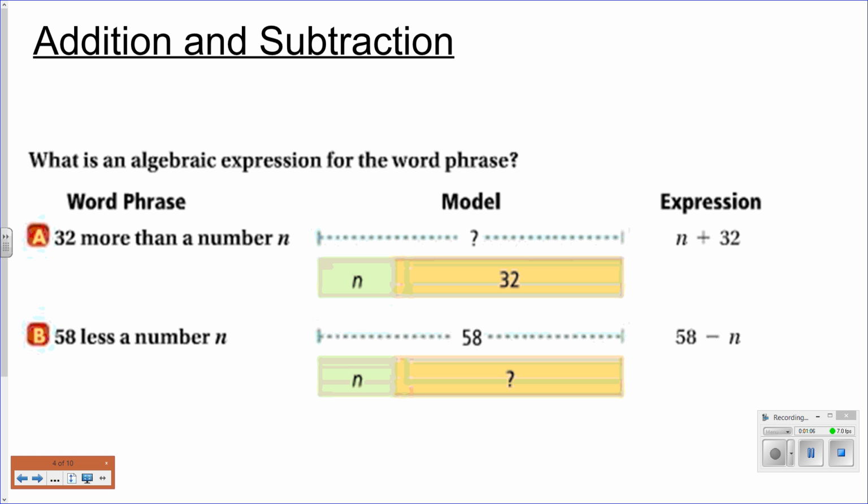Addition and subtraction. So what is an algebraic expression for the word phrase 32 more than a number n? Well, we have n amount, and it's 32 more than that. So it's n plus 32. 58 less a number n means take away n from 58. So it's 58 minus n.